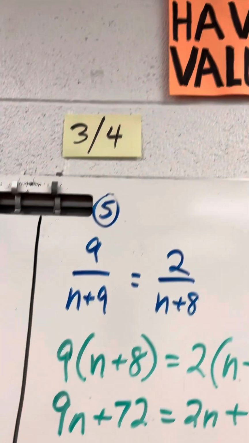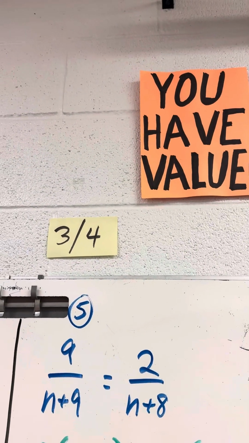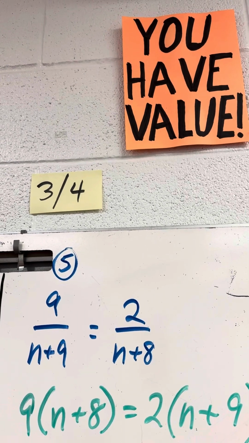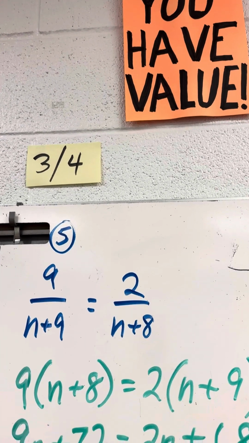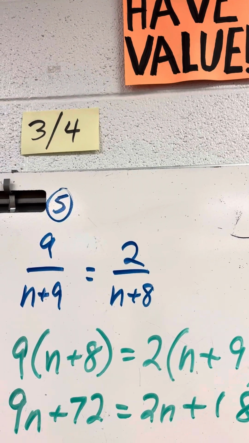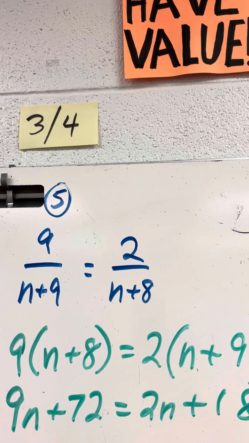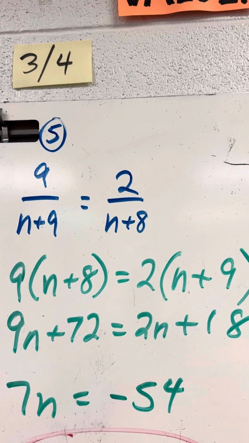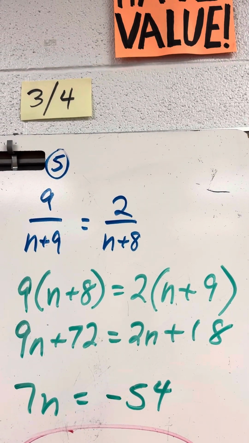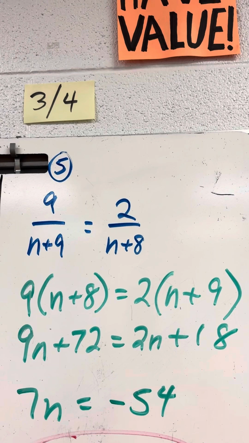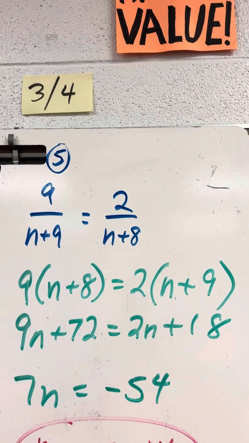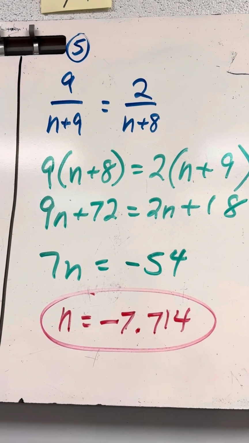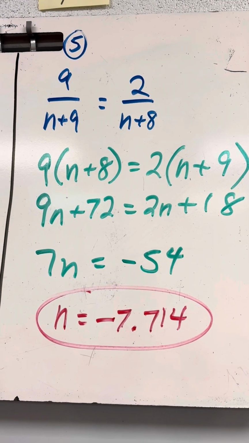I'm going to do the same thing here. I'm going to say 9 times n plus 8 equals 2 times n plus 9. Distribute: 9n plus 72 equals 2n plus 18. If I subtract 2n from both sides, I get 7n. If I subtract 72 from both sides, I get negative 54. Divide by 7, I get n equals negative 7.714. Okay?